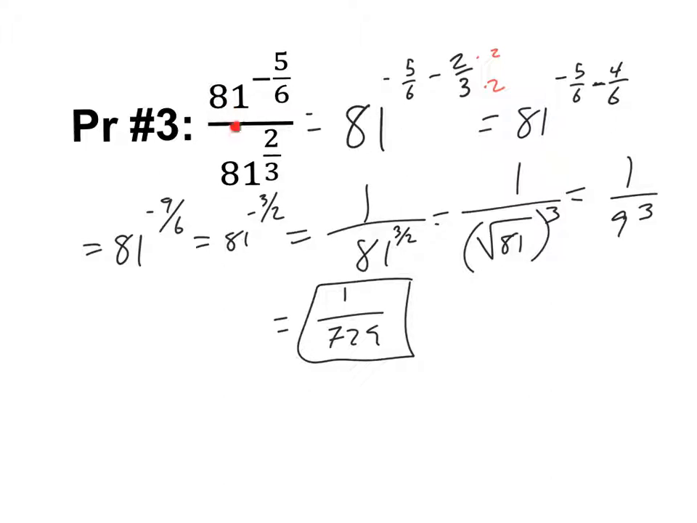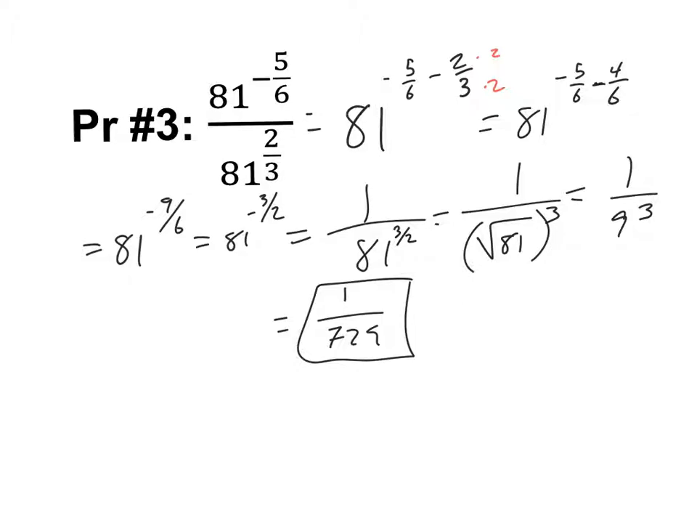Alright, so again, we have the same base, so we can subtract these exponents since we're dividing. We need to get common denominators to do so. When we do, we get negative 9/6, which reduces to negative 3/2. The negative means it can really be put on the bottom. The 2 on the bottom really means it's the square root. So the square root of 81 is 9, and then you raise that to the third power. 9 to the third power is 729, so this whole thing is just 1 over 729.